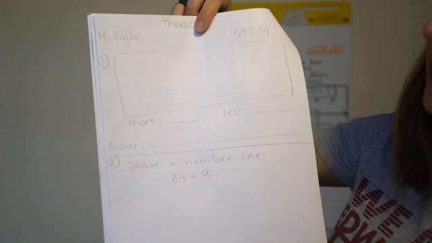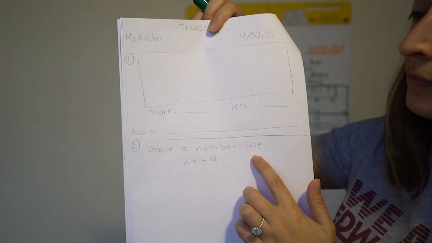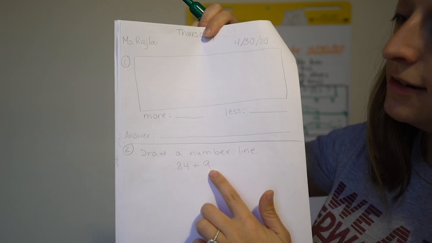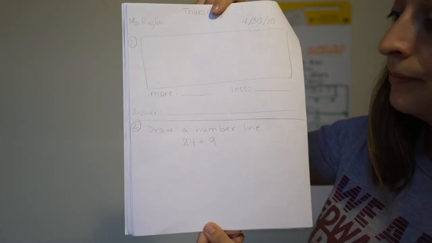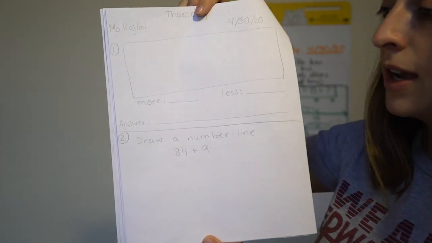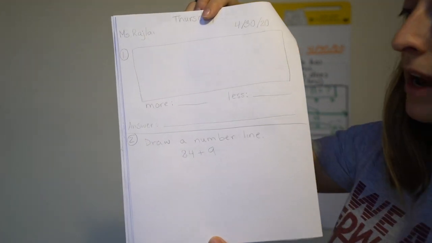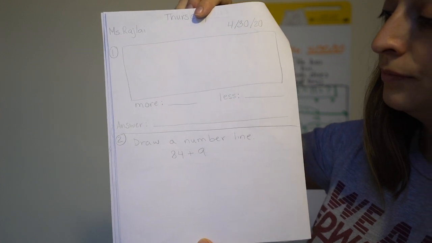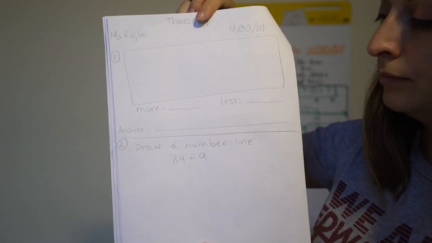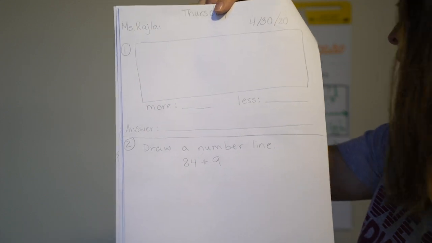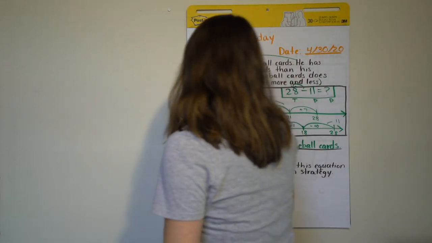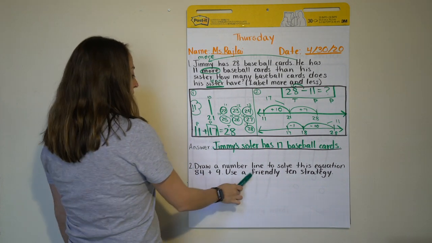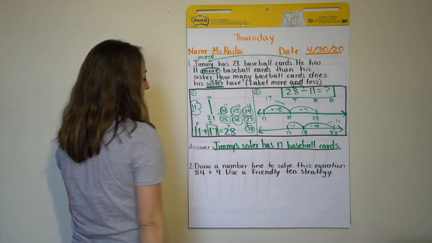At the top, you're writing draw a number line. And then you're writing this equation, 84 plus 9. So again, it says draw a number line, and you're writing 84 plus 9. Okay. Draw a number line to solve this equation, 84 plus 9. Use a friendly 10 strategy.